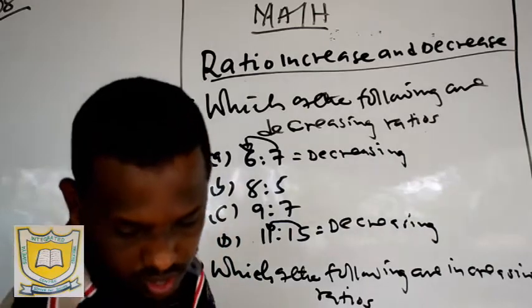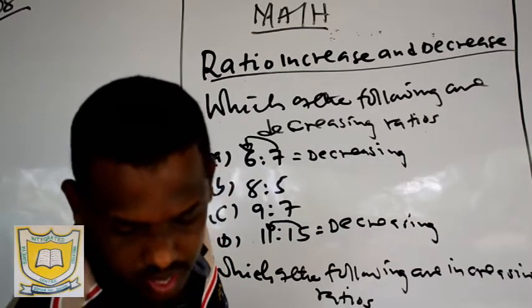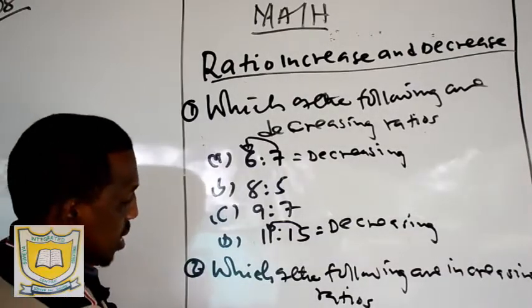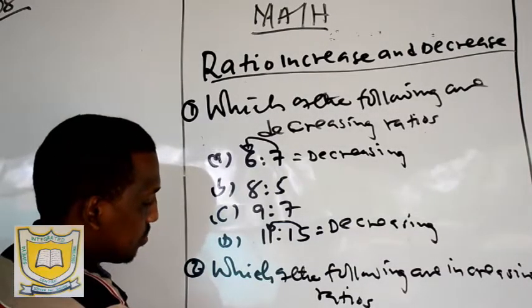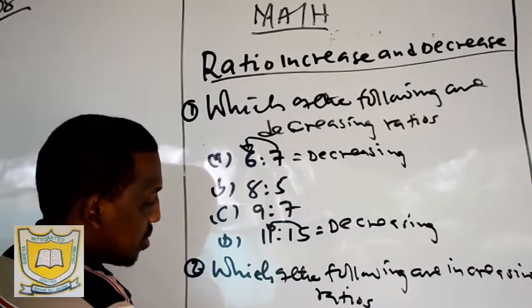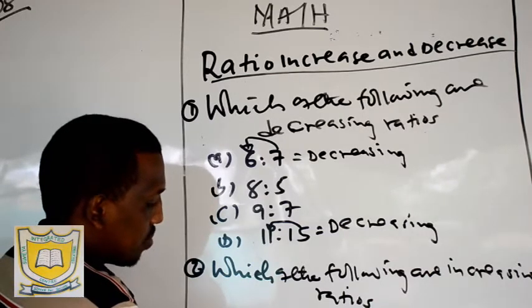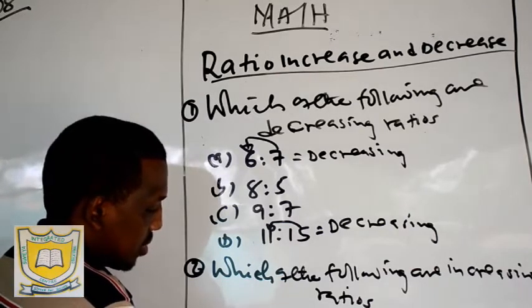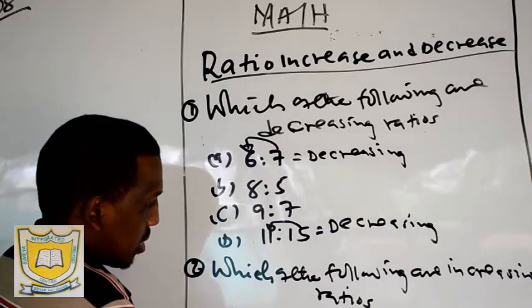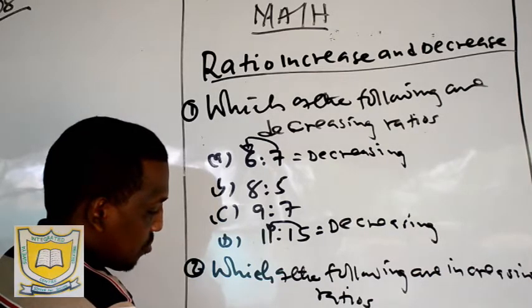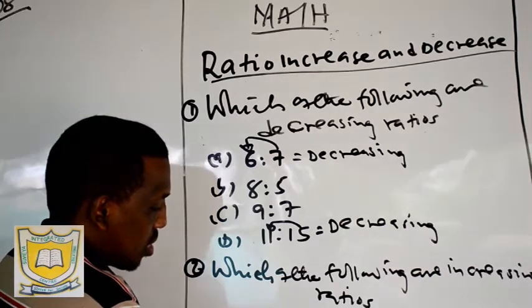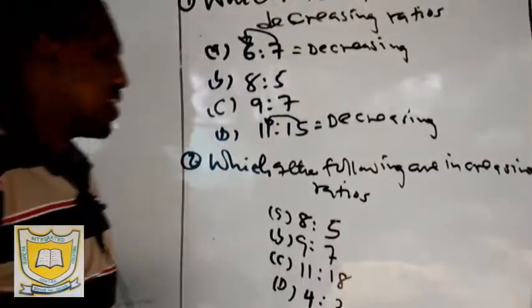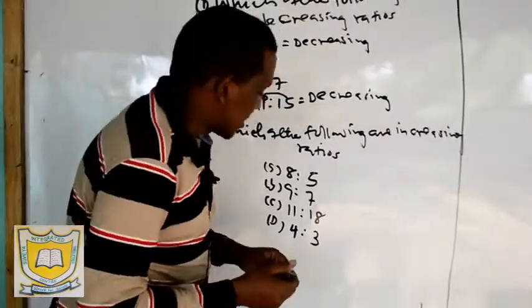B, 9 to 7. C, 11 to 18. D, 4 to 3. So now let us see which ones are increasing and which ones are decreasing.